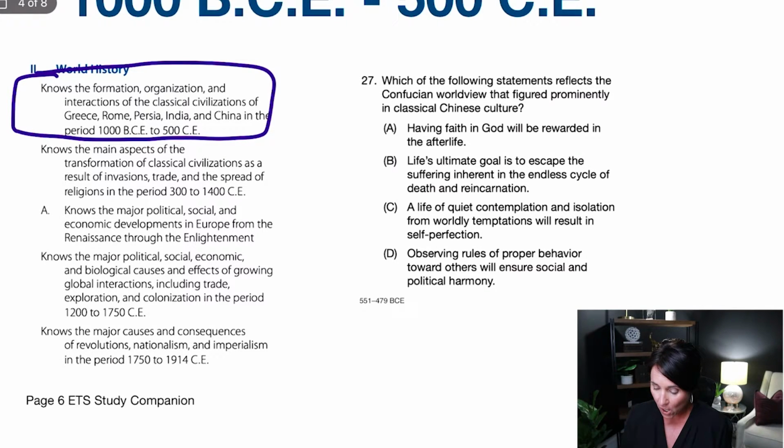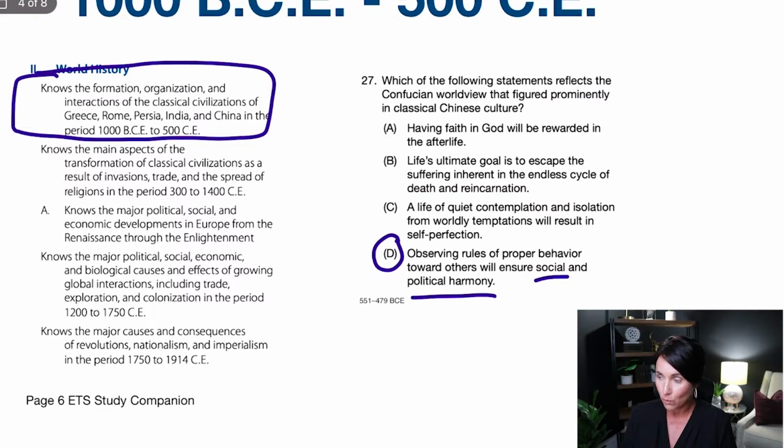Now, Confucianism happened around 551 BCE to 479 BCE, and Confucius was the one who came up with it. Now, again, this is not my area of expertise. I know just a surface understanding. Some of you out there may be very well versed in this area. But in terms of the test, we do want to know that. So we are talking about way back into classical civilizations. And the Confucian worldview was all about observing rules of proper behavior towards others and the social political harmony. That was a big part of Confucianism.